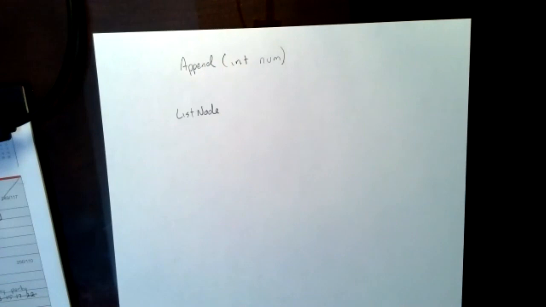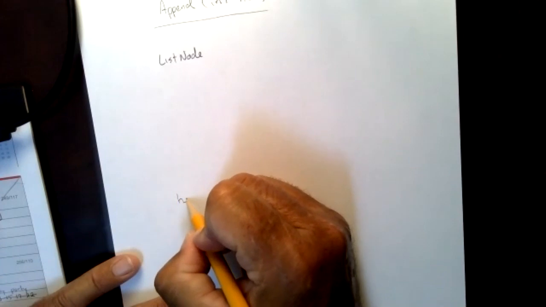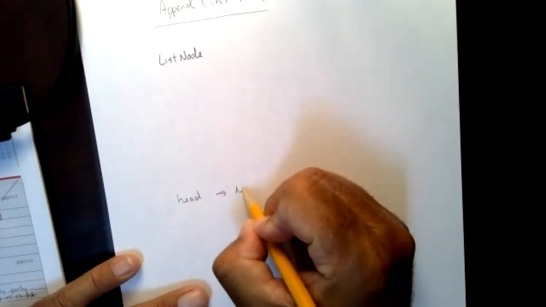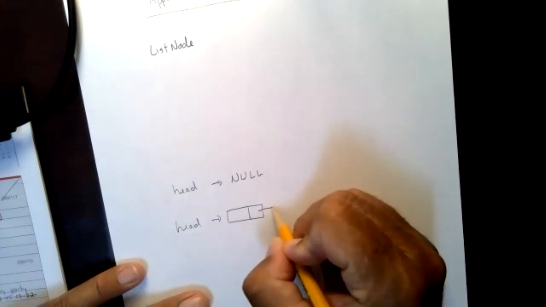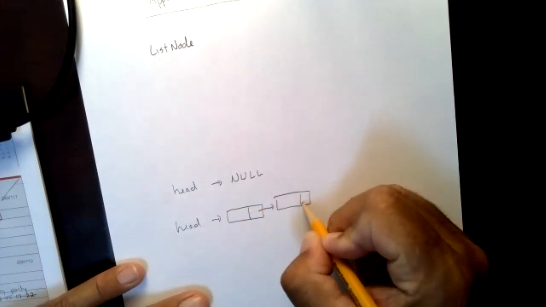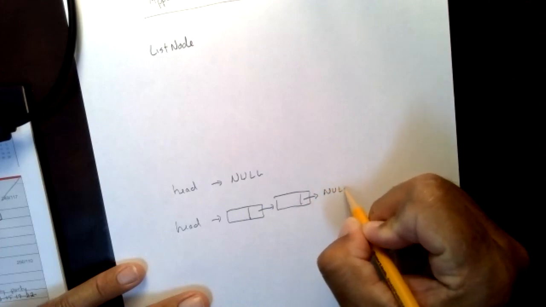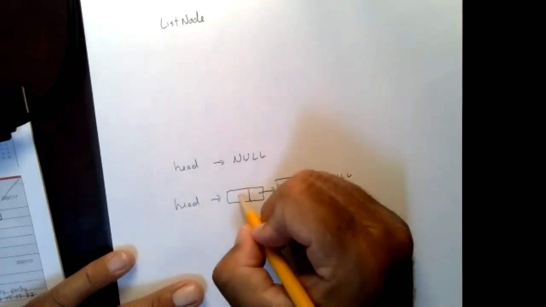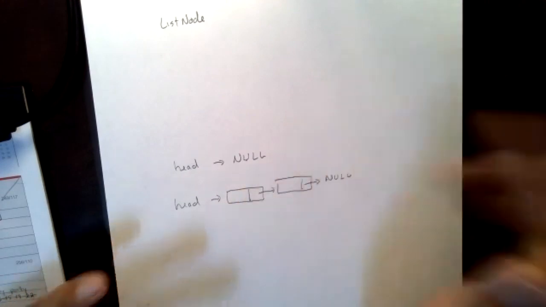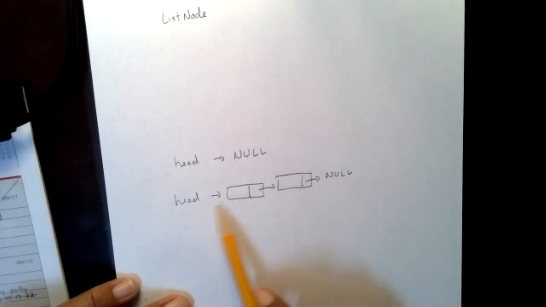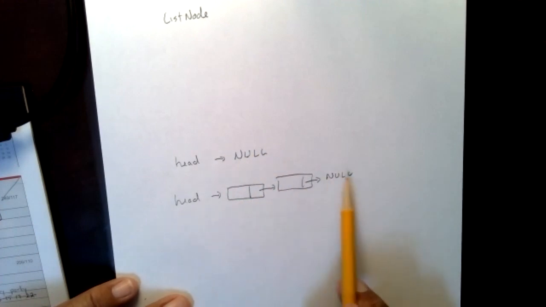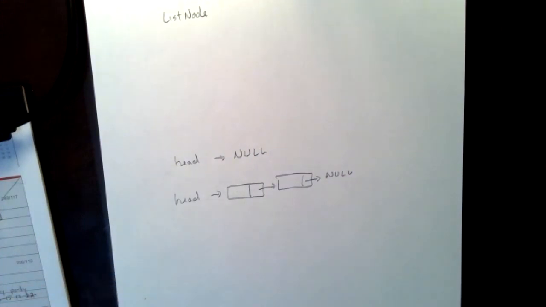And again, this is just my notes, because in order to do append, I'm thinking I might have a situation where head points to null, or head points to a node, and that points to a node, and that points to null. It doesn't matter what's in here, we'll just leave it blank for now, because I'm either going to have head point to this new node, or I have to go through the list, get to the last one, and attach it. So there are my two situations.